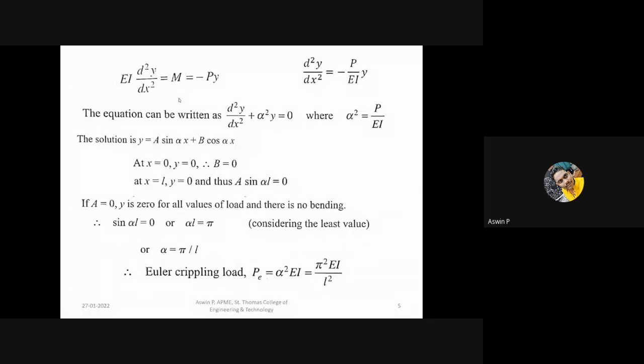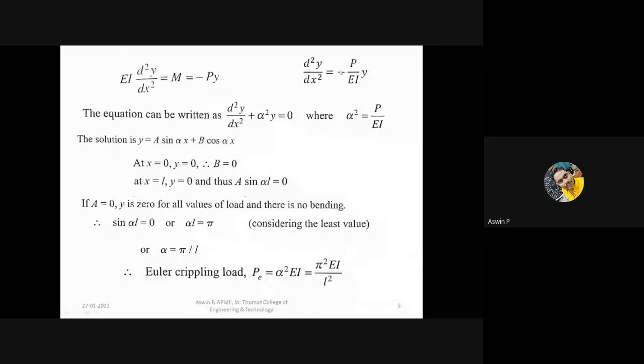So please write down all these points, how that is coming to this one. In every condition, when we are deriving an equation, first of all we need to find the equation, and after that you need to give the boundary conditions. Till now, we have derived the equation that is EI d square y by dx square equal to minus P y, where EI is taken to the right hand side. That means d square y by dx square is equal to minus P divided by EI into y.